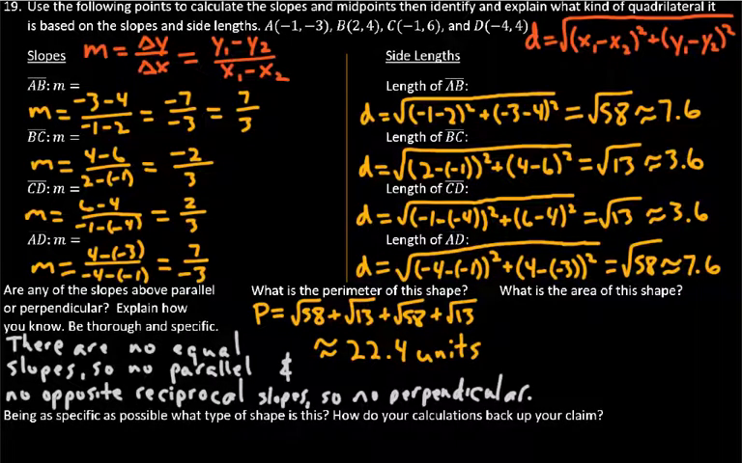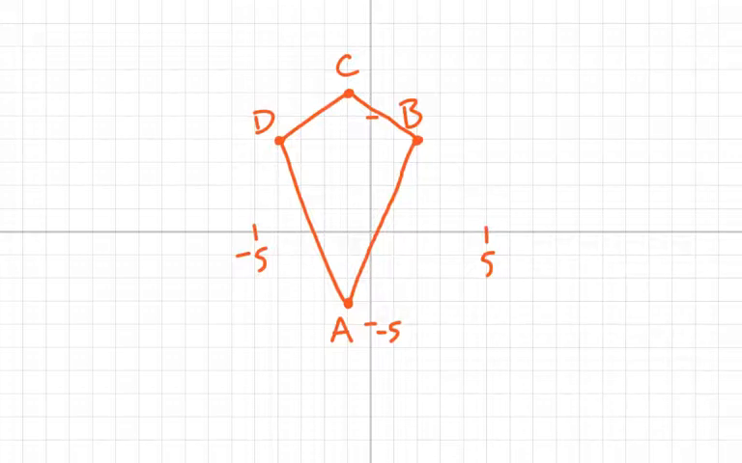Next, what is the area of this shape? All right, well, now we're going to have to do a little bit more investigation. I know this is a kite because the consecutive sides are congruent. Let's put this thing on a grid, and that will help us to figure out the area. Now that I've put that kite on a grid, we can see that we have two triangles.